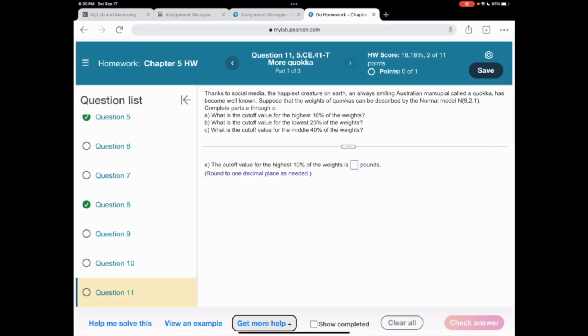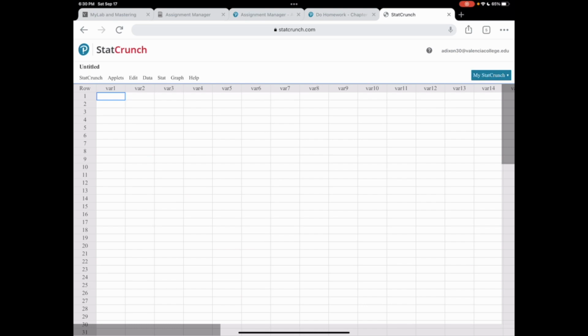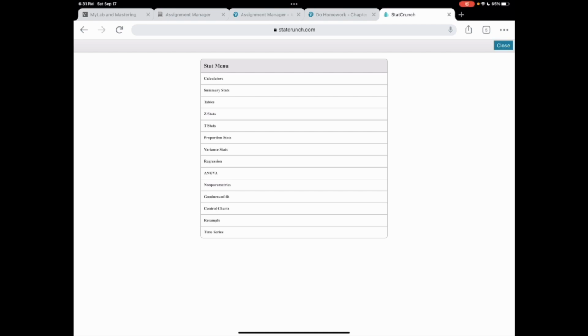If you're in your homework system and you want to get to StatCrunch, look at the bottom of my screen. There's a Get More Help button, and then there is a StatCrunch option. So that's how you get to StatCrunch if it's not readily available. How do we calculate the area with normal distributions? Up at the top, you'll see StatCrunch, Applets, Edit, Data, Stat. We're going to hit Stat and select Calculators.